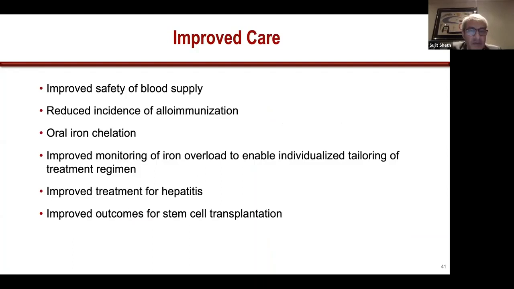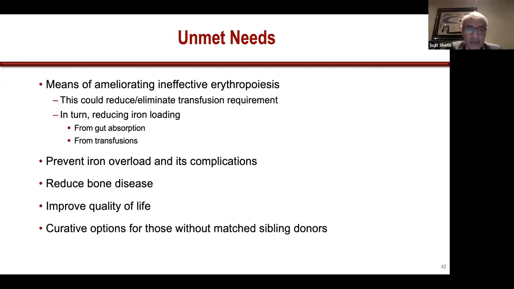We've improved the safety of the blood supply, reduced the incidence of alloimmunization by doing extended phenotyping of red cells when we're transfusing somebody chronically. We have oral iron chelators. We have improved monitoring of iron overload by MRI. We've improved treatment for those individuals who developed hepatitis as a result of transfusions. And we have improved outcomes for stem cell transplantations as well. So we've come a long way, but there still remain significant unmet needs.